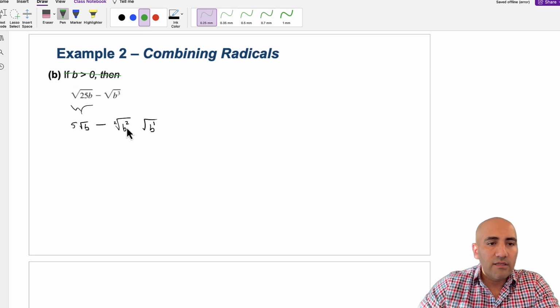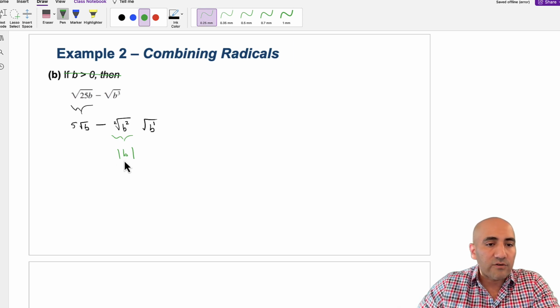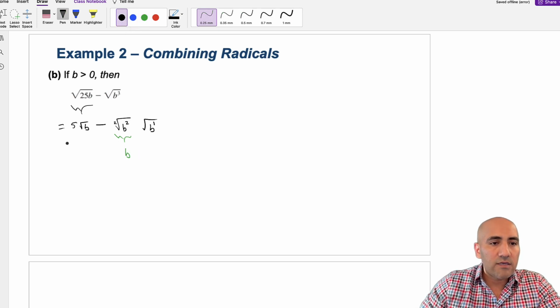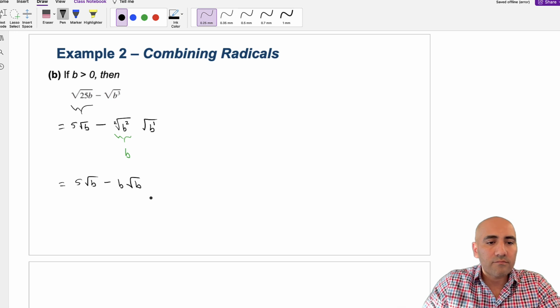If this was not given to us, then right now we would have to conclude that this is the absolute value of b. Right? Make it positive. Start with some number, square it, get the square root of it. That makes it the absolute value of b, and we don't know if b is positive or negative. But because they gave us this value here, we could say that this is just going to be equal to just b. So this is equal to 5 root b minus b root b.